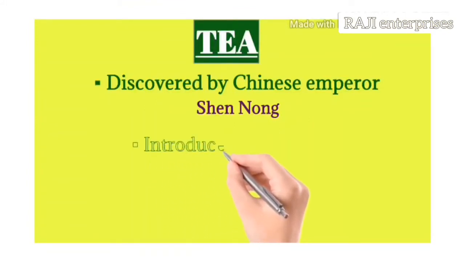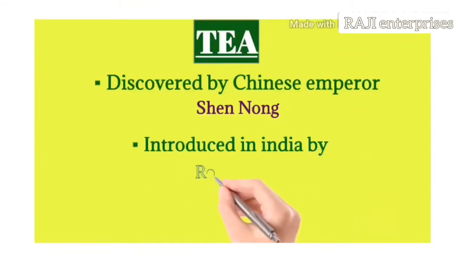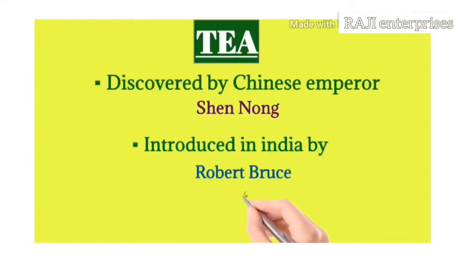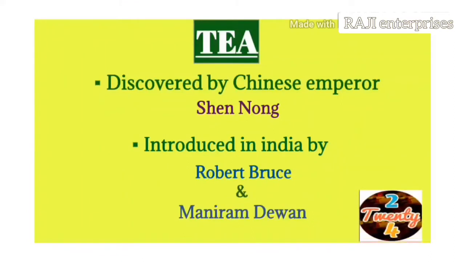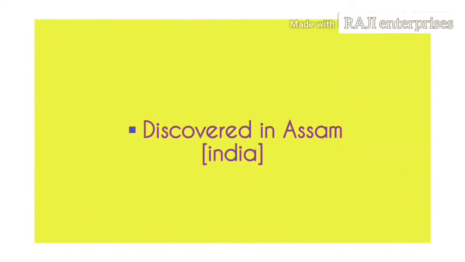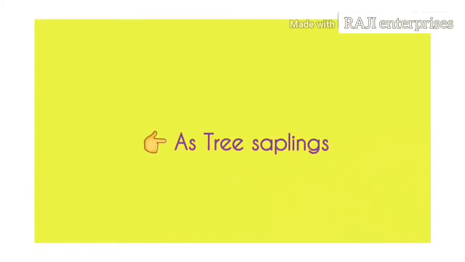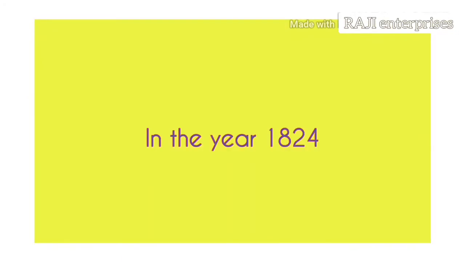Most interestingly, it was first introduced in India by Robert Bruce and Maniram Diwan. Assam is the city where it got discovered as a sapling plant, in the year 1824.